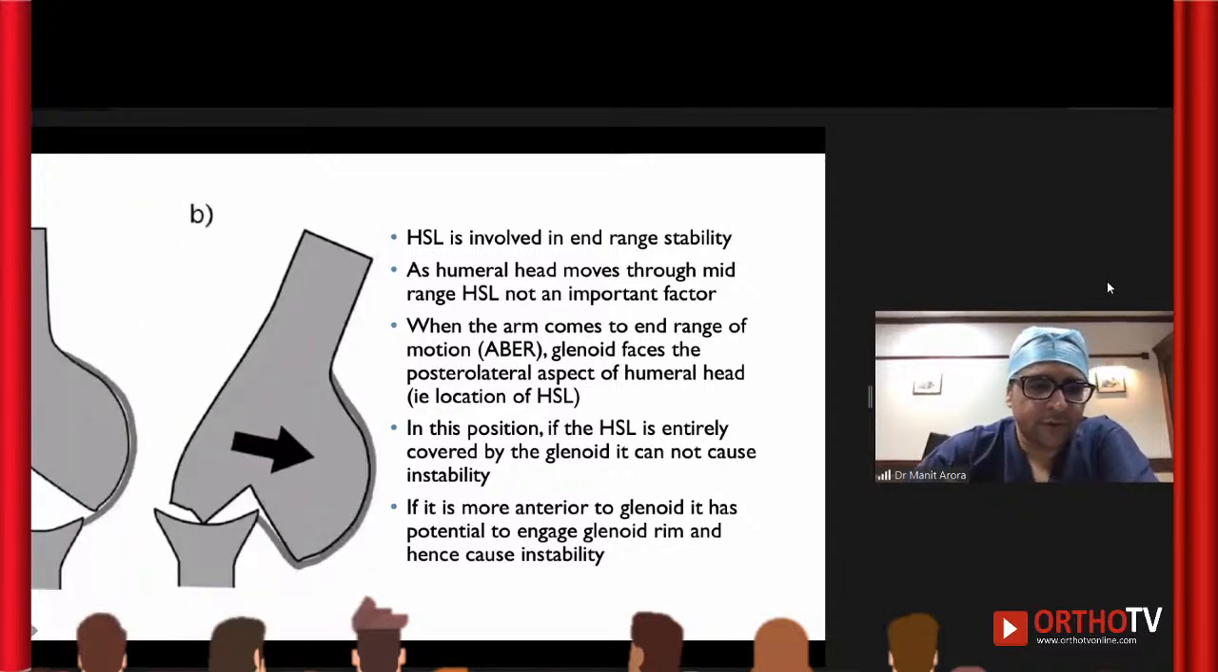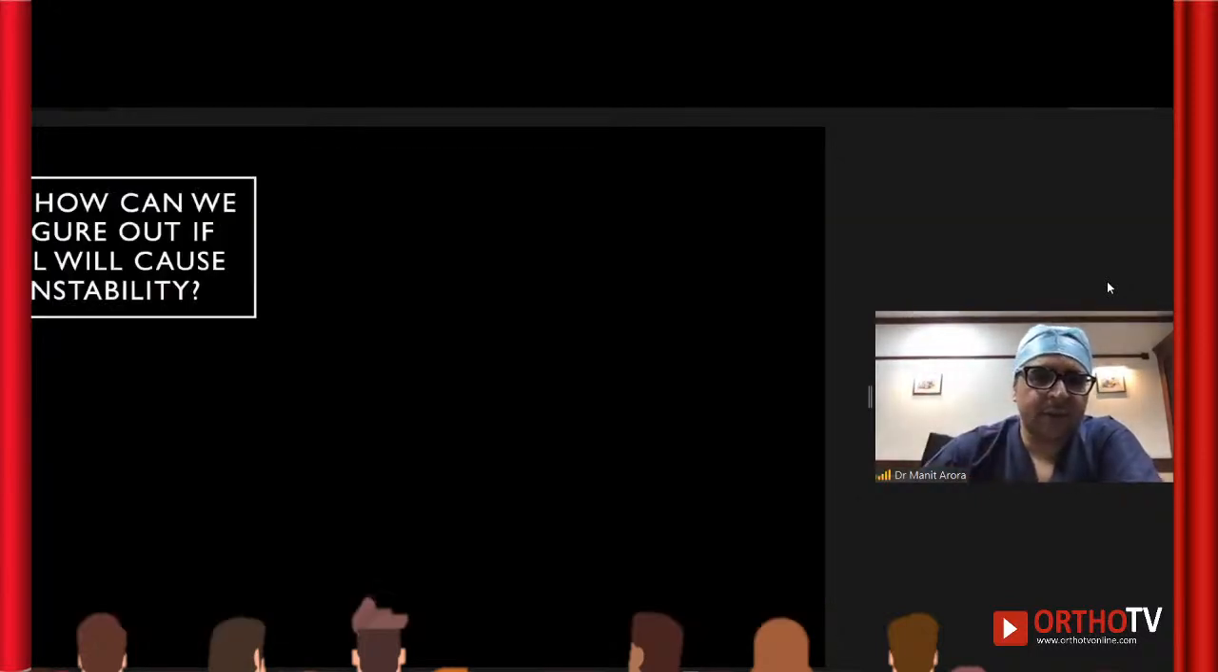If we go to the next image, you can see the Hill-Sachs is large, and at the end range of motion with the capsule taut, it's popping out anteriorly over the rim, and hence it'll engage and pop out. So this is an engaging lesion. The old terms for these lesions were engaging and non-engaging, and now we're slowly diversifying from that, and we'll talk about that. So how can we figure out if a Hill-Sachs lesion will cause instability or not?